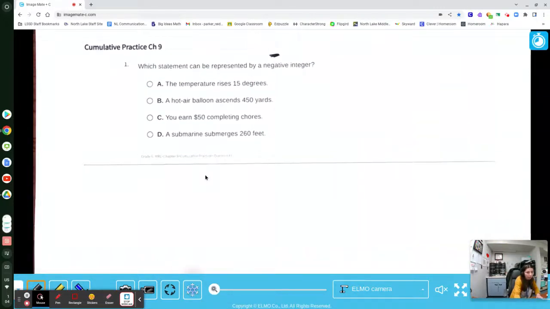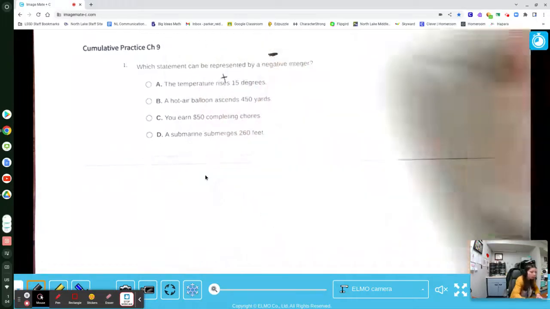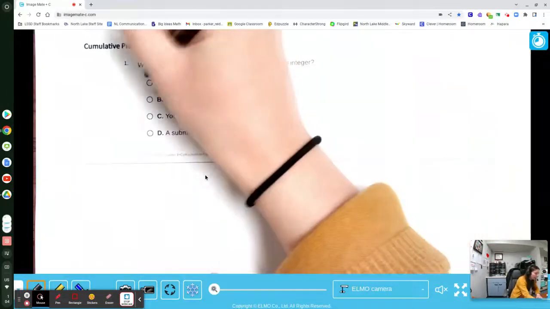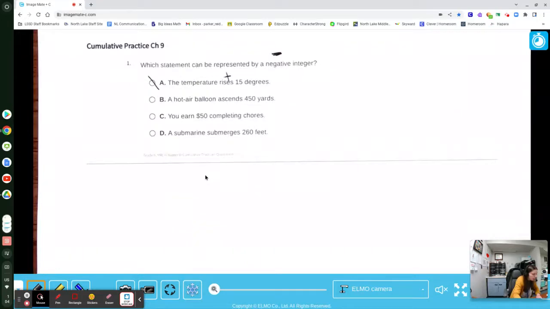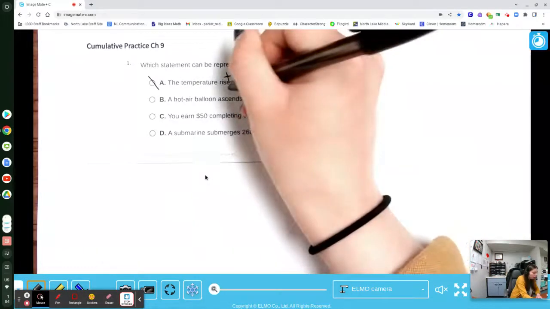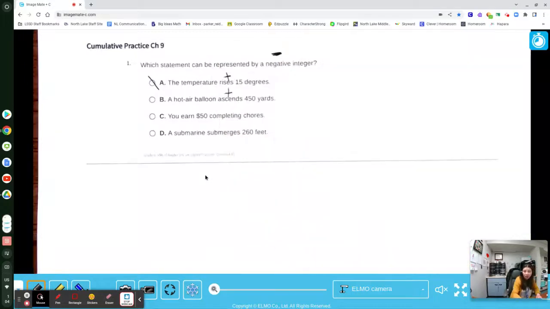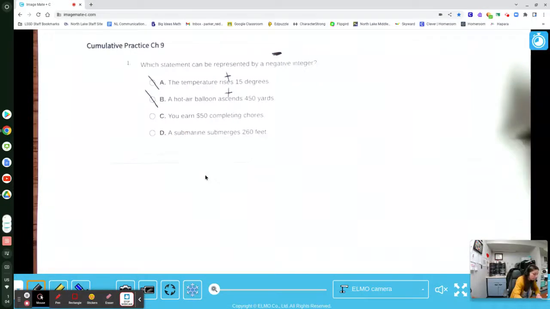Option A, the temperature rises 15 degrees. The word rises means it's going up, so this would not be negative, it would be positive. Option B, a hot air balloon ascends 450 yards. The word ascends also means it's positive. It means it's going up. Ascends means to go up. So this one is not correct.